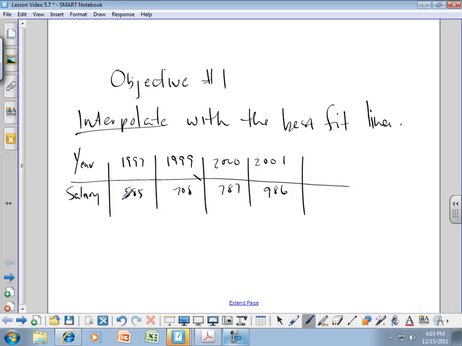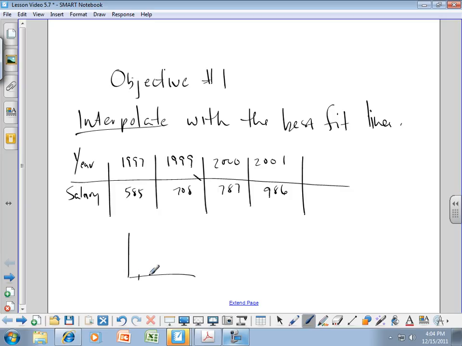All right? So I've given you right here a bunch of ordered pairs that describe professional football players, the average salary in a certain year. Okay? And 585 actually stands for 585,000. So in 1997, the average football player made $585,000. In 2001, the average player made $986,000, almost $1 million. All right? So let's make a scatter plot of this, okay?